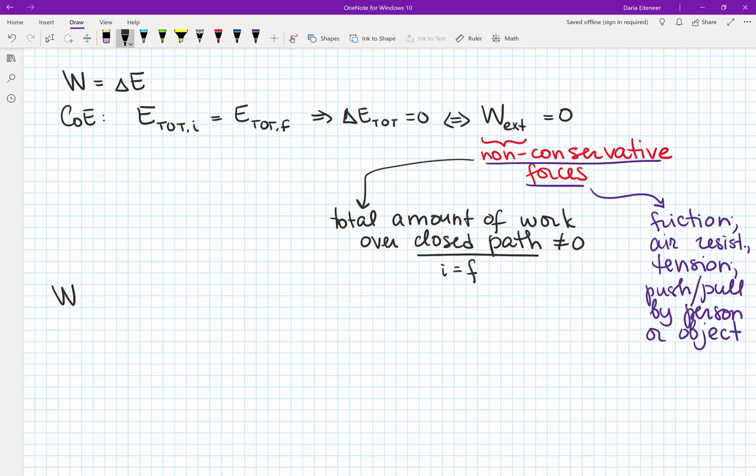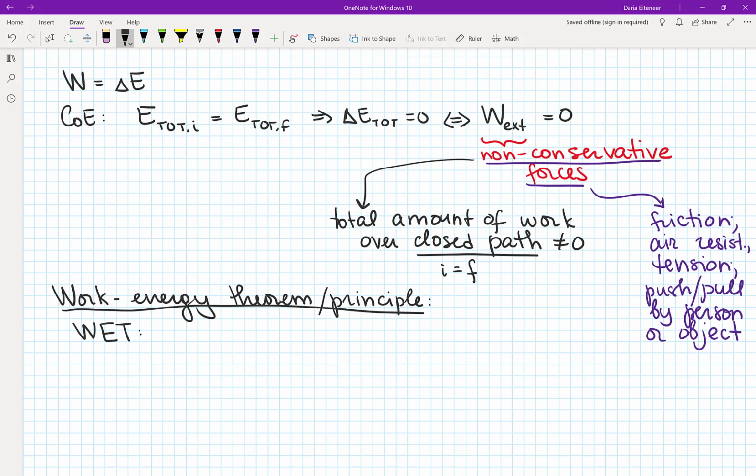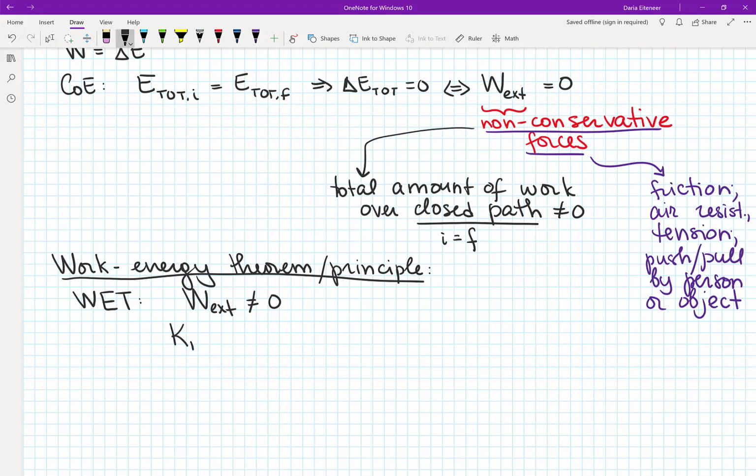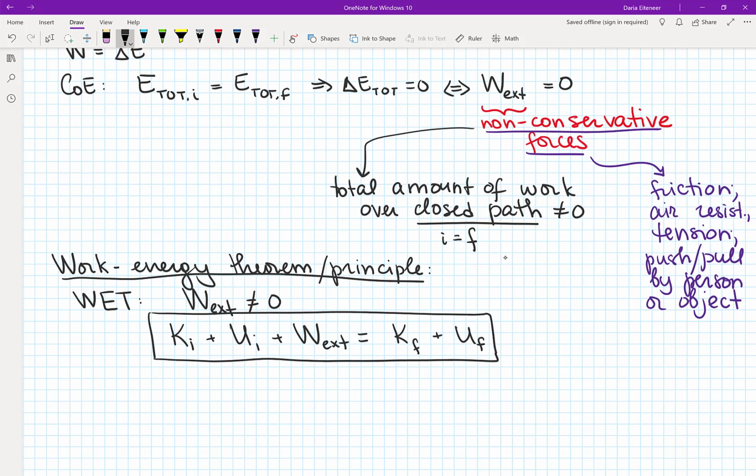So instead, we use what's called work energy theorem, or work energy principle. I abbreviate it as WET, work energy theorem. And it's basically the same thing, except now we're saying that work done by external non-conservative forces is not equal to 0. So I would address that by adding an additional term to my equation. All the other considerations, whatever we said about kinetic energy, potential energy, and so on, all of the other considerations stay the same. I'm just adding this extra term. And I'm not writing it, but again, this external work, that's work done by non-conservative forces only.